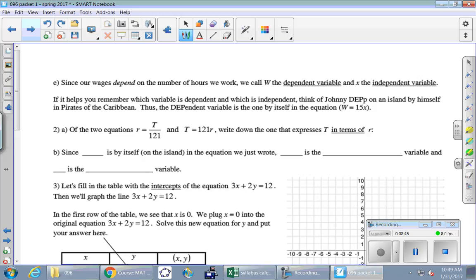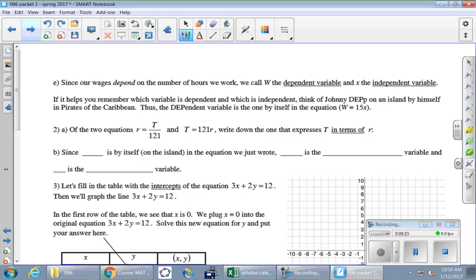Another vocabulary phrase right here: dependent and independent variables. Might be old, might be new for some of you. Since our wages depend on the number of hours we work, we call W the dependent variable and X the independent variable. Does that make sense? You work a certain number of hours and therefore you earn a certain wage. It doesn't really go the other direction. It's not like you earn a certain wage and then you go out and work those hours, right? Clearly the number of hours dictates what your wages are. So that's why we define the wage to be the dependent variable. It depends on the number of hours.